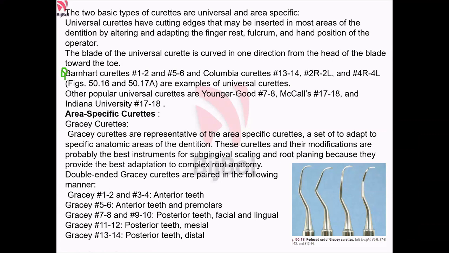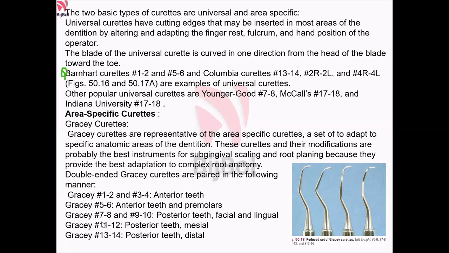Gracie curettes come with numbers like 5, 6, 7, 8, 1 to 12, there's 13, 14, and 1, 2, 3, 4 is meant for anterior teeth. So they are specific to certain areas. These curettes and modifications are best meant for subgingival scaling and root planing because they have a great adaptation to the complex root anatomy. They come in double-ended and they are paired instruments.